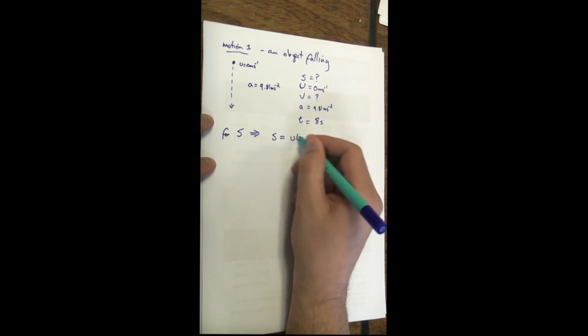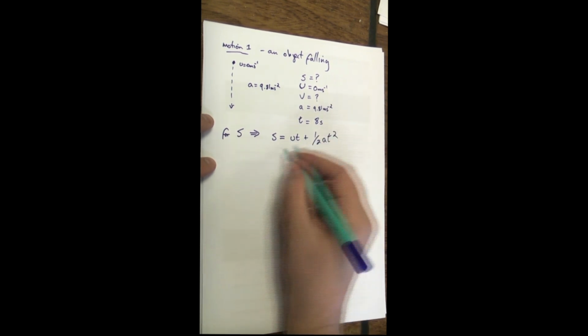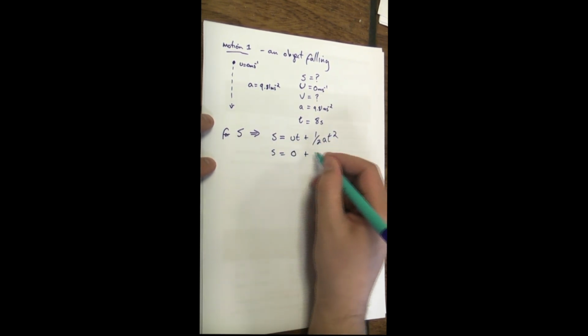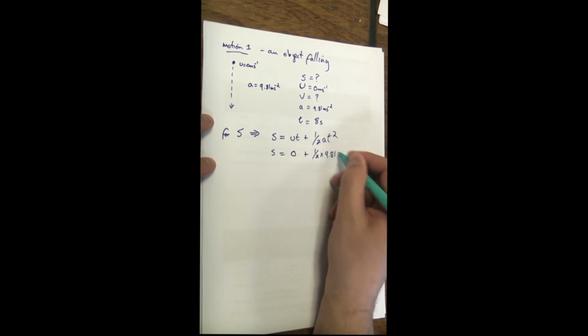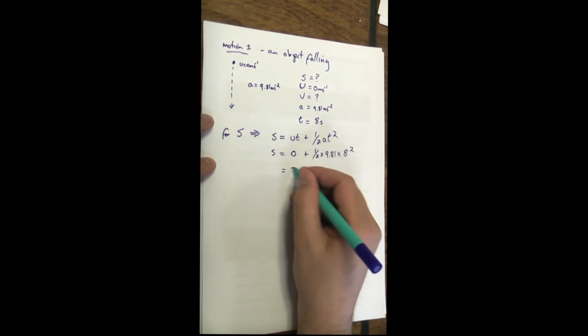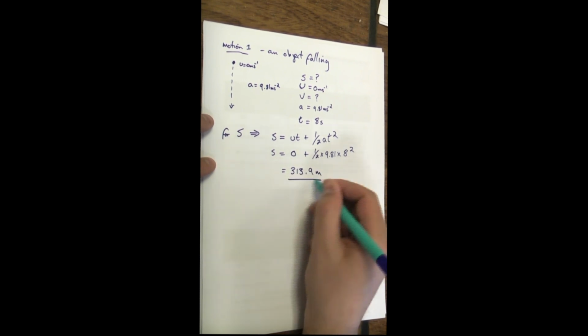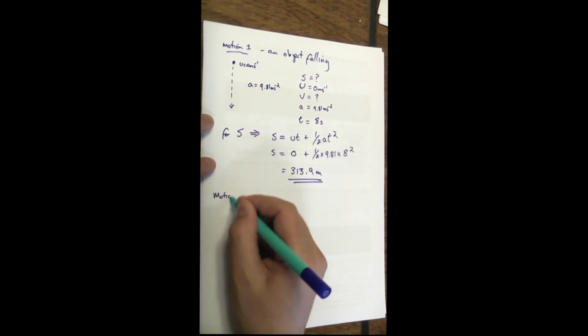So for S we look for an equation without V, so S equals UT plus a half AT squared. So S equals 0 plus a half times 9.81 times 8 squared, which gives us 313.9 meters.